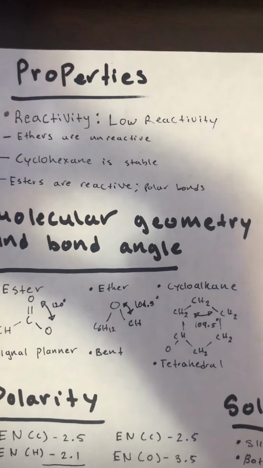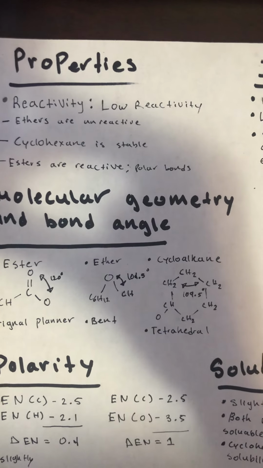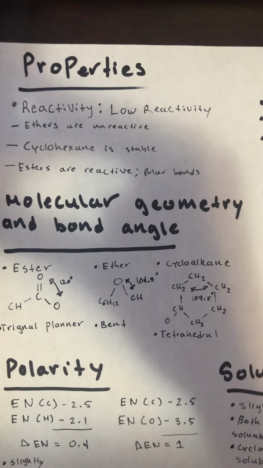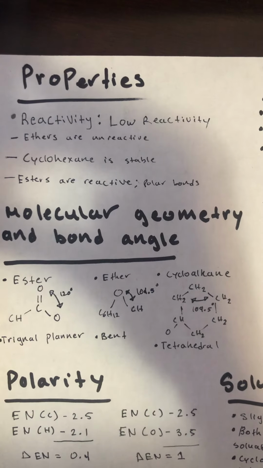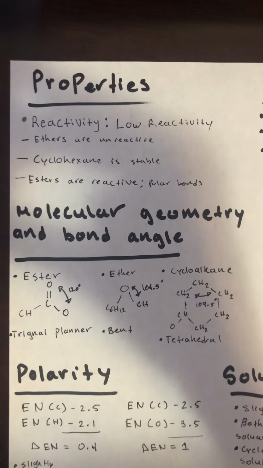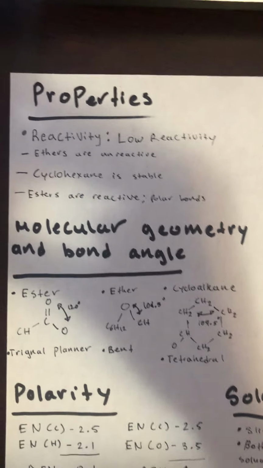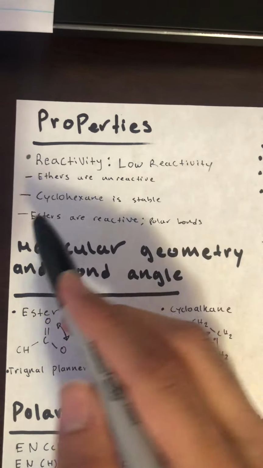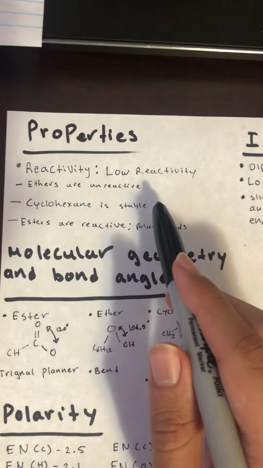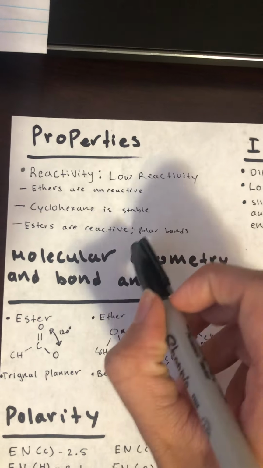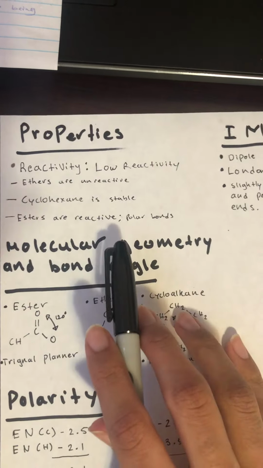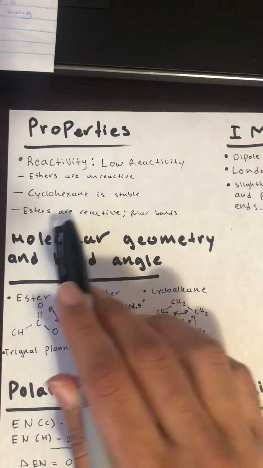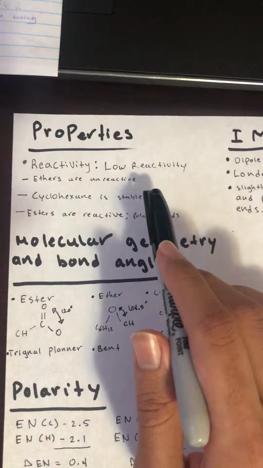So moving on, I'm gonna move on to the properties. So first I'm gonna talk about the reactivity. So ethers have low boiling points since there's no hydrogen bonding other than the hydrogen bonding between water and alcohol. Ethers are also used as solvents and are known to be the least reactive common class of organic compounds. So they're low reactivity. The cyclohexyl groups are very stable, nonpolar and low reactivity. The esters are, however, reactive since they have polar bonds between oxygen and carbon, which make it reactive. So overall, it would be low reactivity.